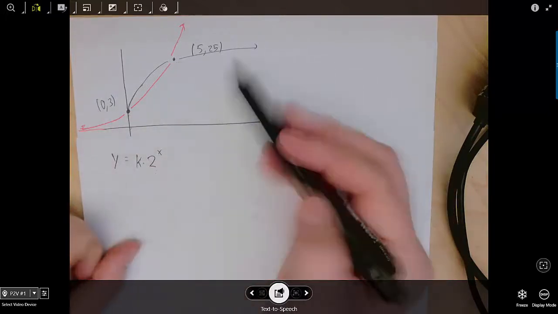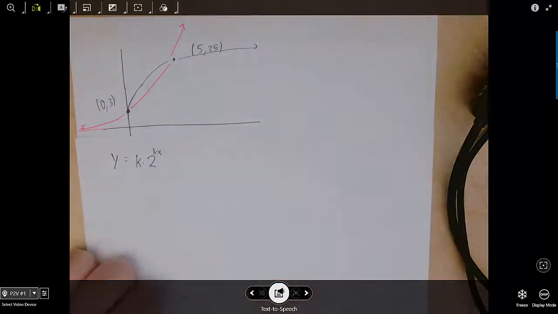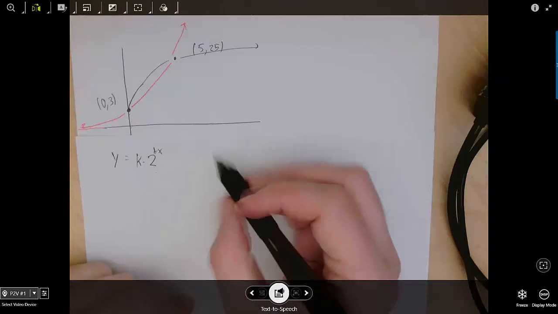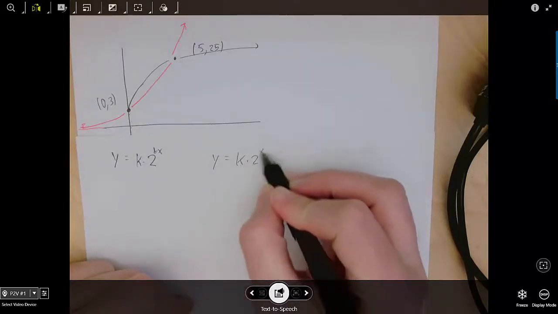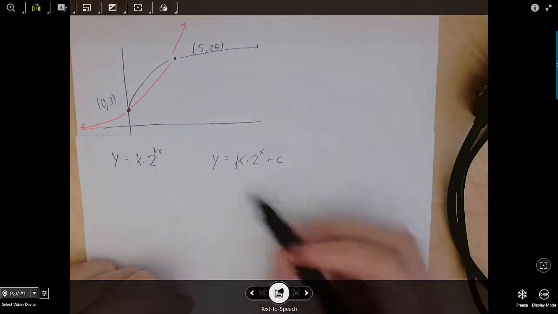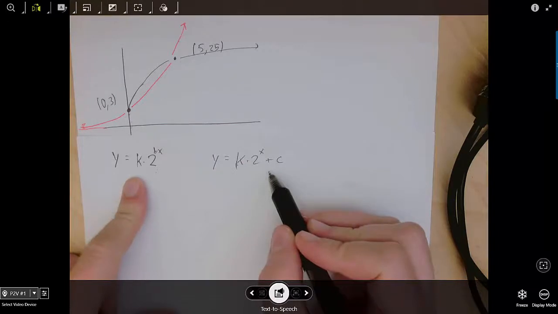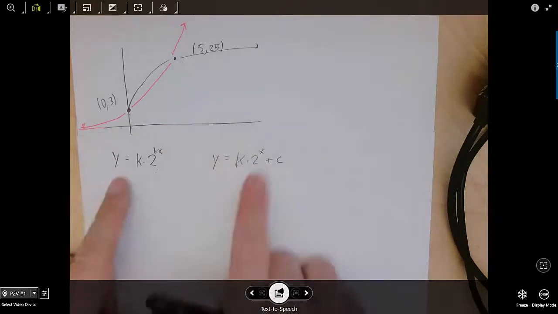So you could have another factor like b over here. And that could be one approach. Another approach could be to have a vertical scale factor k and then a vertical shift c. So either of those are valid ideas. And for both of these, you could do the same process. You'd plug in what you know and solve for the constants that you don't.